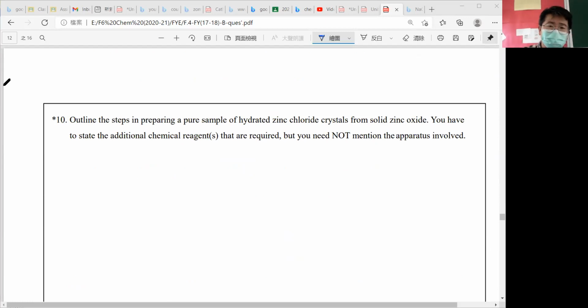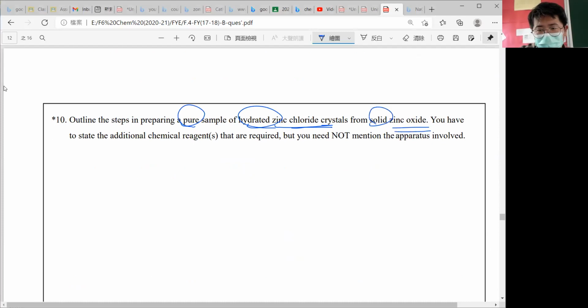preparing a pure sample of hydrated zinc chloride crystals from solid zinc oxide. You have to state the additional chemical reagents that required, but you need not mention the apparatus involved.